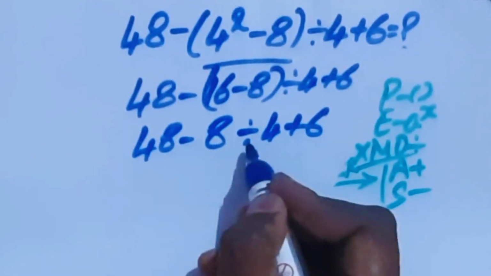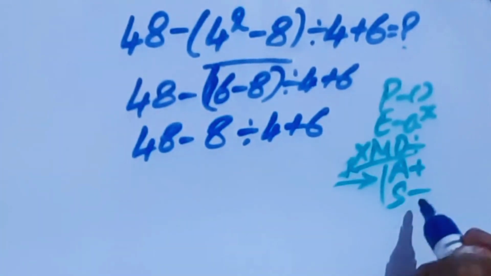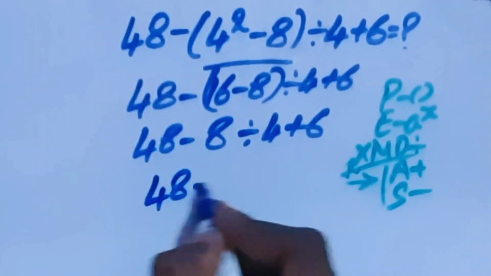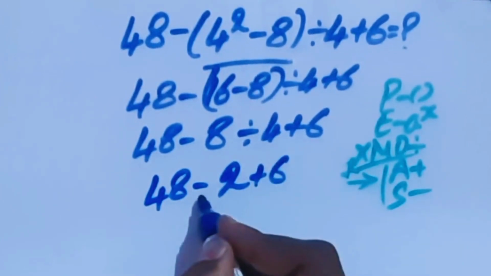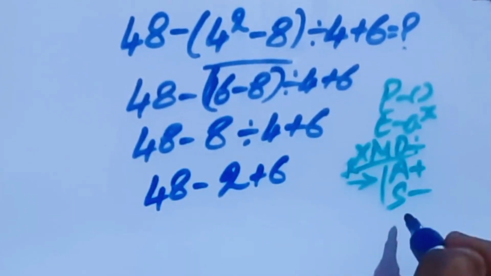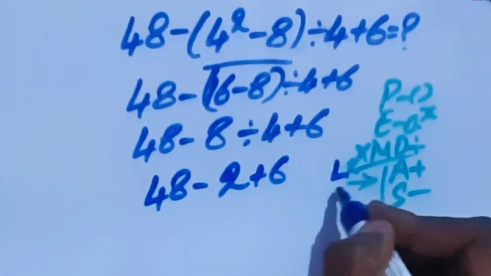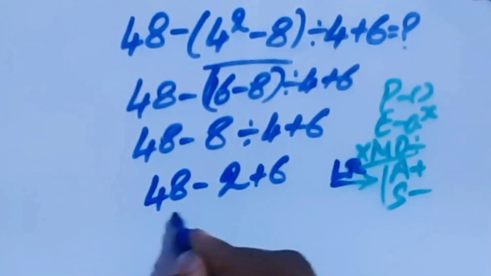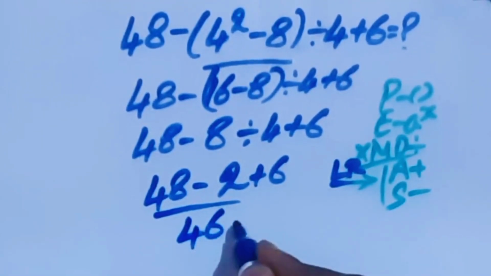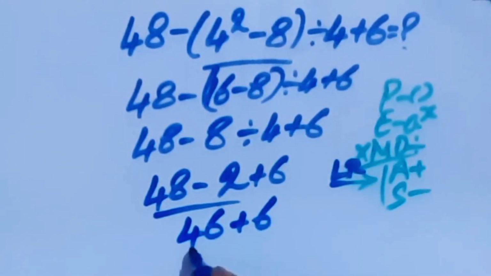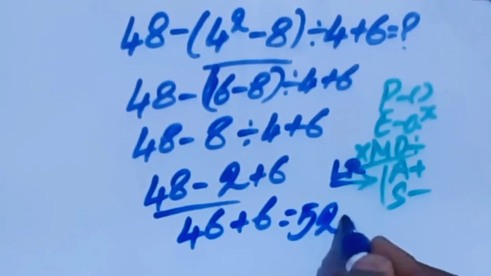Here we have subtraction, division and addition. Here division is higher priority than this addition and subtraction. Here 48 minus 8 divided by 4 is 2 plus 6. Here we have subtraction and addition. Here addition and subtraction are both equal priority. For this equal priority, we have introduced this left to right rule. Here left to right is this 48 minus 2. Here 48 minus 2 is 46 plus 6. Here 46 plus 6 is 52, which is the correct answer.